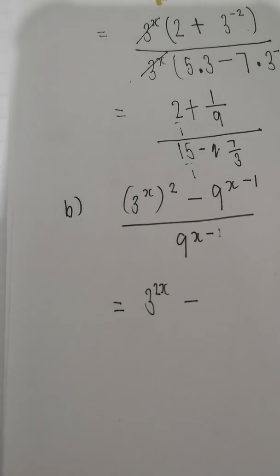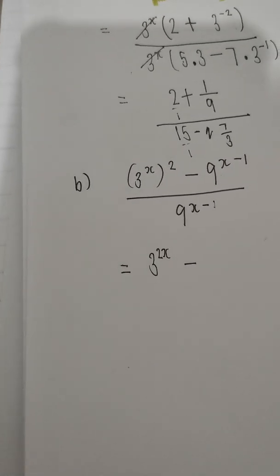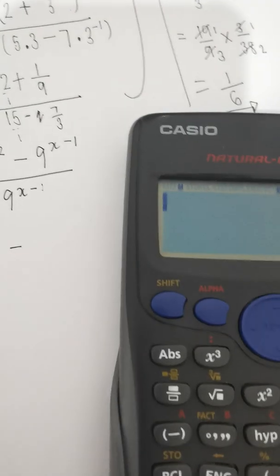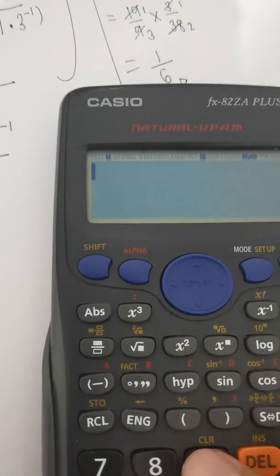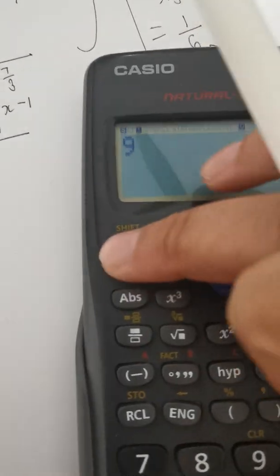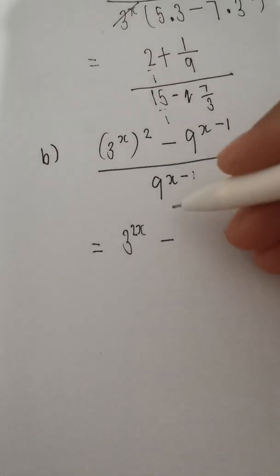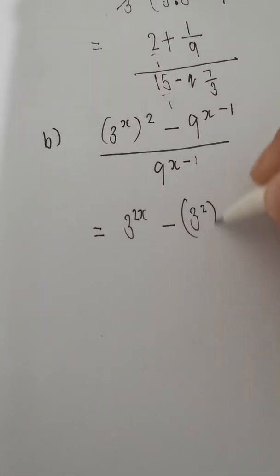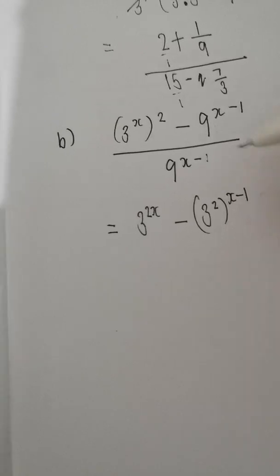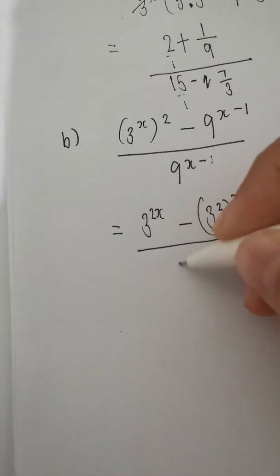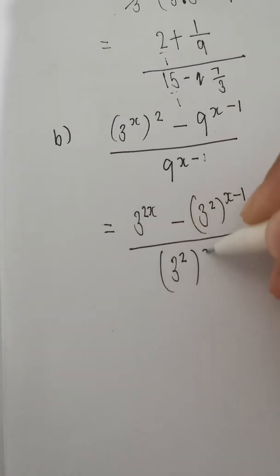My 9 can be written as prime bases. If you didn't know that it's 3 to the power of 2, or maybe you stressed out in the test and you forgot that, 9 equals shift fact. Okay, so it's 3 to the power of 2 to the power of x minus 1. Same thing here, 3 to the power of 2x minus 1.